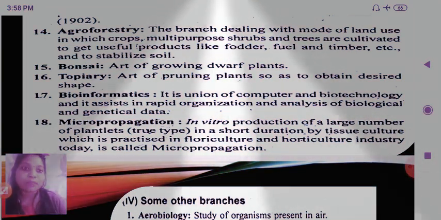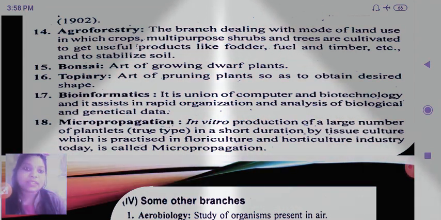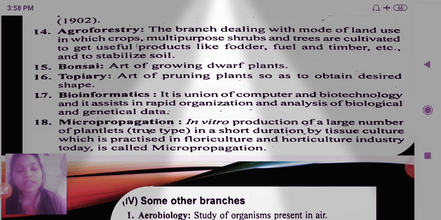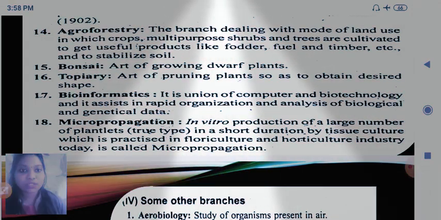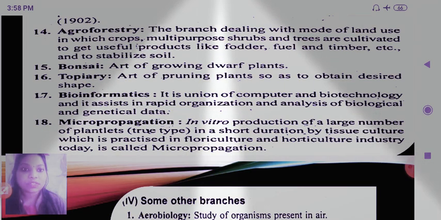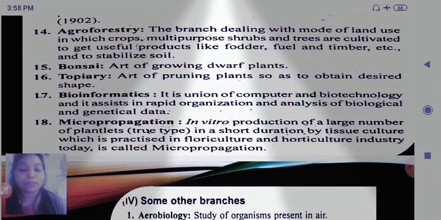Then bioinformatics, what do we mean by bioinformatics? Bioinformatics is the union of computer science and biotechnology, and it assists in rapid organization and analysis of biological and genetic data. It is a combination, a mixture of information technology with biology, and combined we call it bioinformatics.